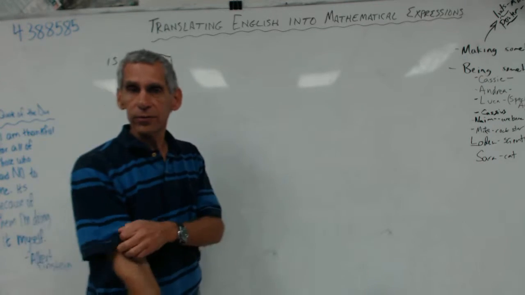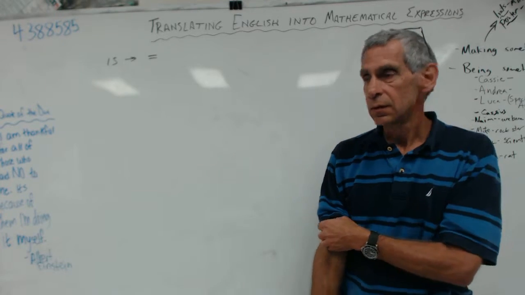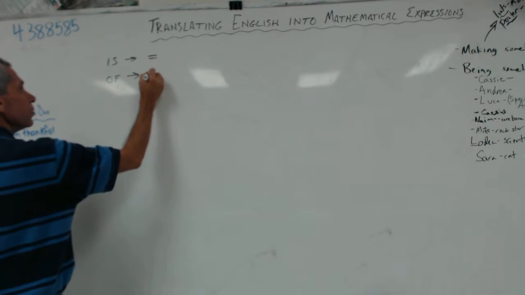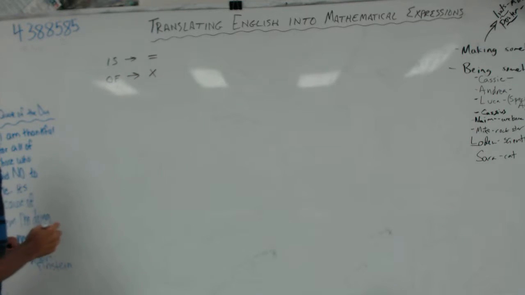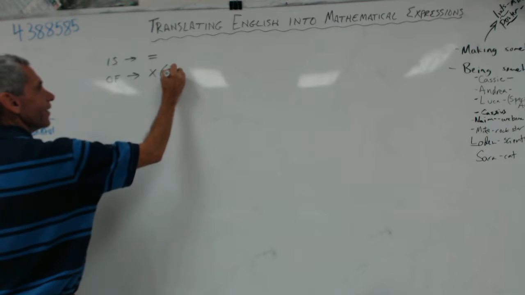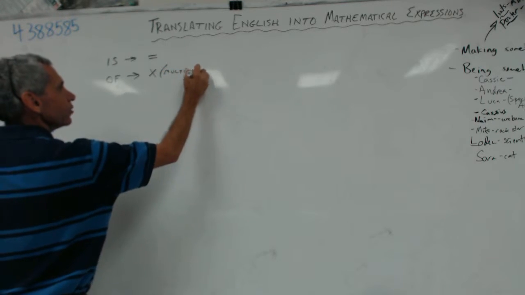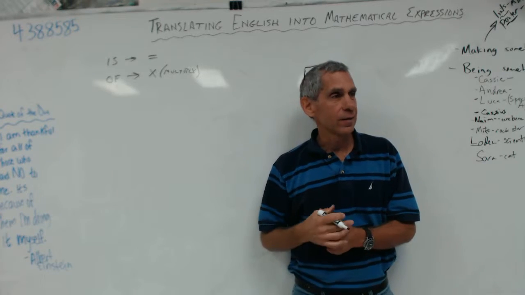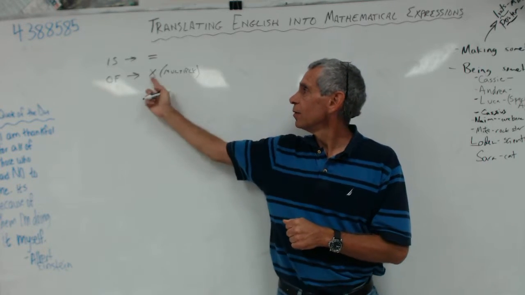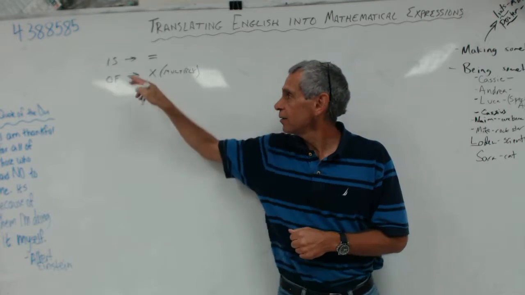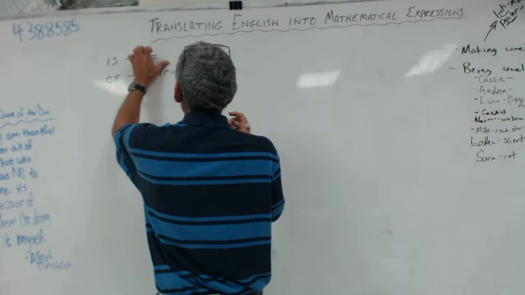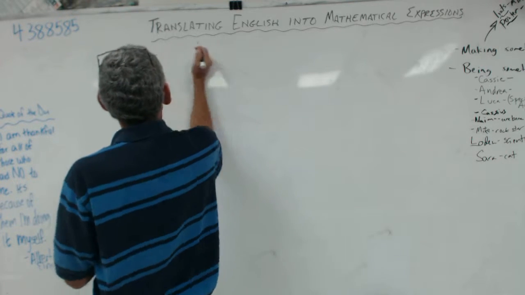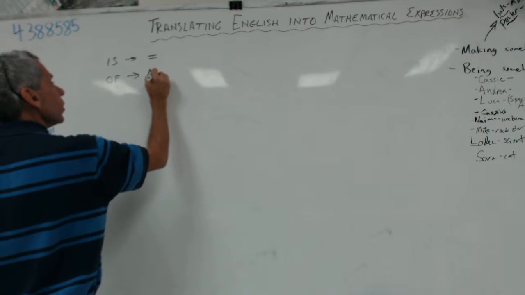Somebody else. Okay, Skylar. Of. The word of, that means multiply, right? Maybe I should say multiply, just because in algebra an x can be a variable, right? So I'll just say multiply. Of means multiply. You could put parentheses, Gary. You can put a multiply dot.